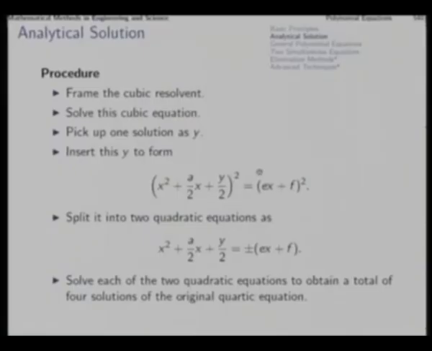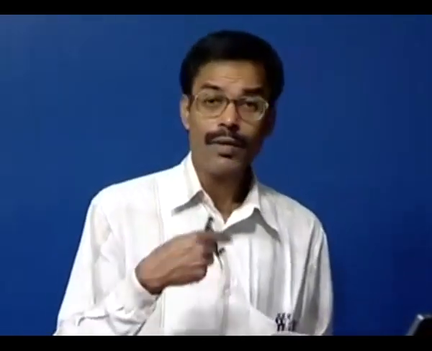The moment we have come to this point, we immediately take the square root on both sides. So, this stuff turns out to be plus minus ex plus f, right, and if we take the plus sign, we get one quadratic equation. If we take the minus sign, we get another quadratic equation, and these 2 quadratic equations we can solve separately. We get 2 roots from here and 2 roots from there, and that completes the solution of the 4th degree equation. Now, after the 4th degree equation, the general quartic was also solved in this analytical manner.